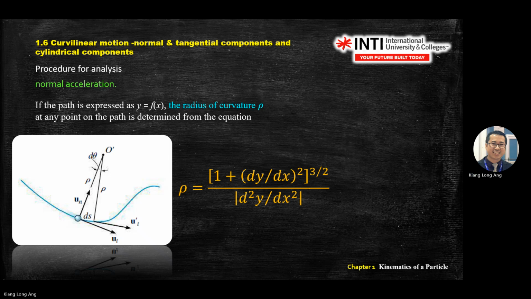The equation is this one. Rho equal to 1 plus dy dx squared, bracket 3 over 2. The careless mistakes usually happen here. You always miss out this one. 3/2 means you square root 2 and exponential 3. Then this is the double differentiation of the equation.